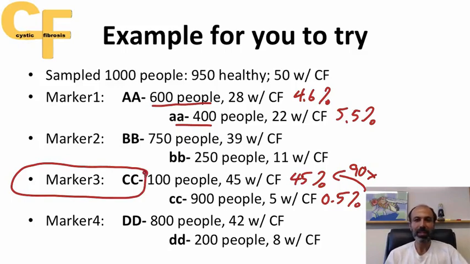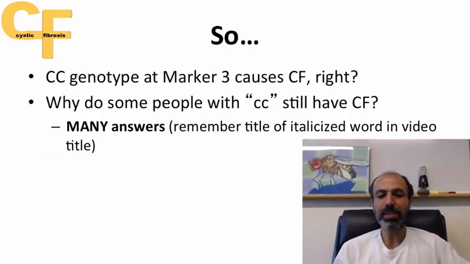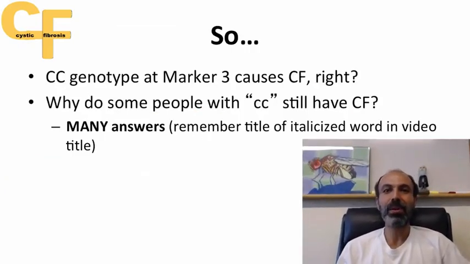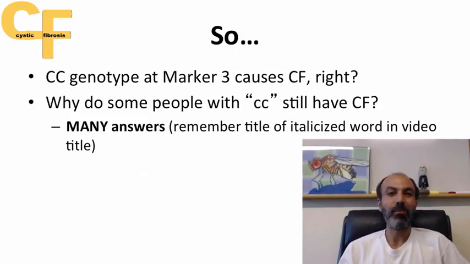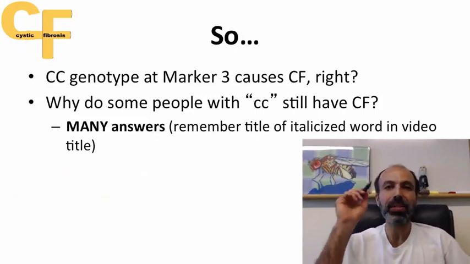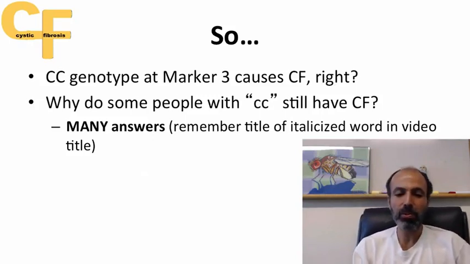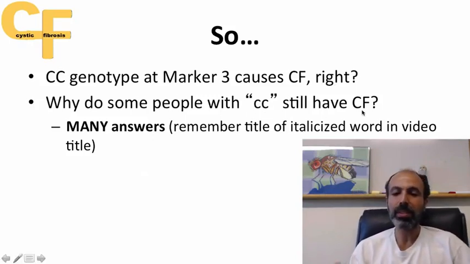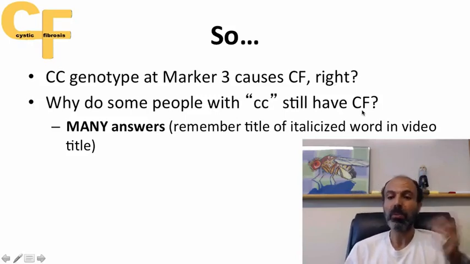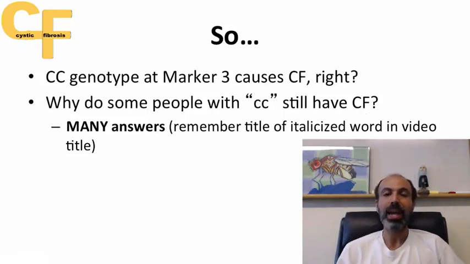So what does this mean? The big C genotype at marker 3 causes cystic fibrosis, right? Wrong. It is not the case. It is linked to variation causing this. Now, one question you may be wondering is, why do some people with little c still have cystic fibrosis? In fact, why doesn't everybody who's big C have it?